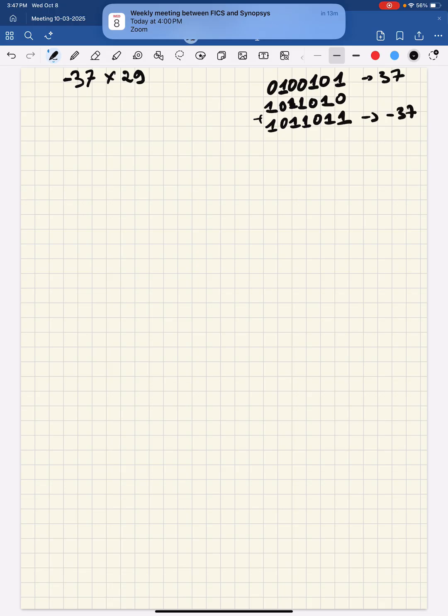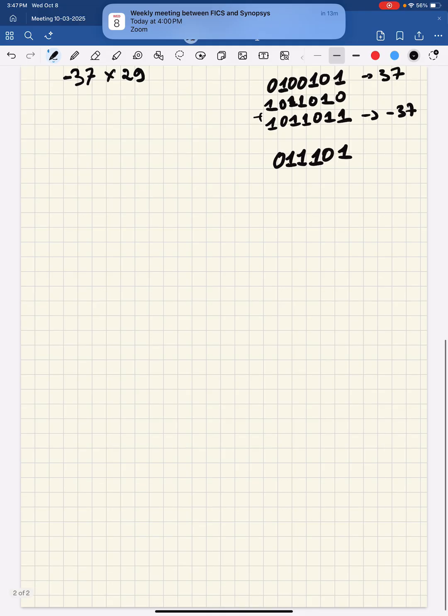So what is the number 29? 29 is also 24 plus 5. So we'll do 24 plus 5. Let's start with the 5: 1 0 1, and then 24 is 16 plus 8. So we're going to have a 1 here and then a 1 there. Because the number is positive, we have a 0 in front.